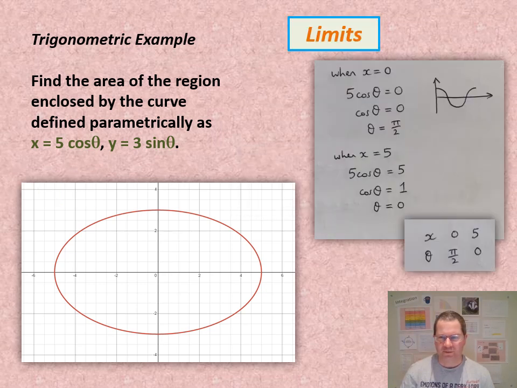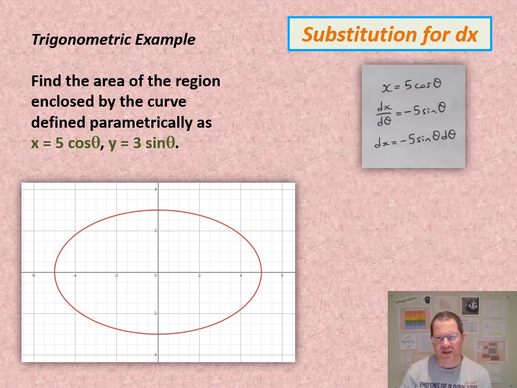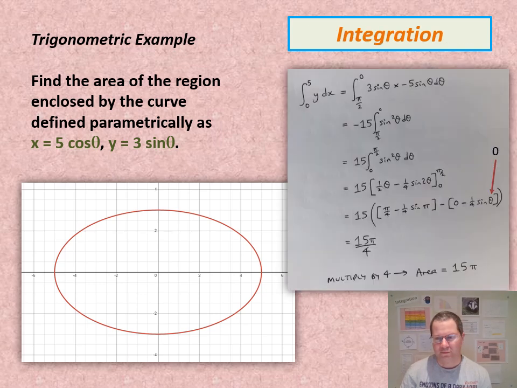So when x is 0, that means that 5 cos theta equals 0, hence cos theta equals 0, and theta is pi over 2. And when x is 5, 5 cos theta is 5, cos theta is 1, and theta is 0. So when x is 0, theta is pi over 2, and when x is 5, theta is 0. We also need an expression for dx. So when x equals 5 cos theta, dx by d theta is -5 sine theta, and dx is -5 sine theta d theta.